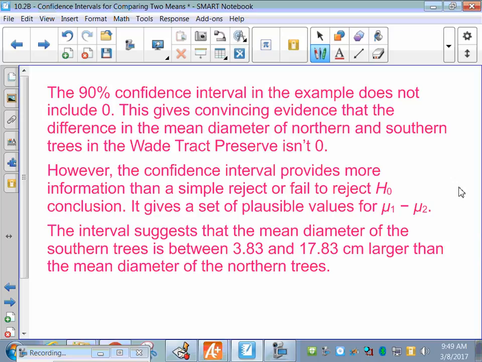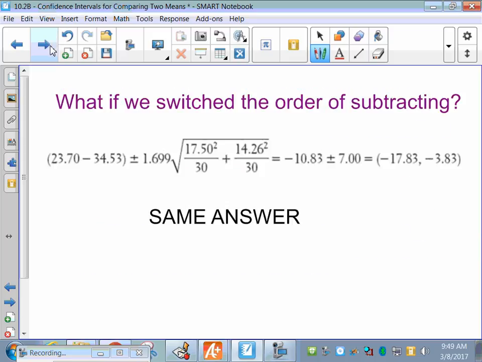They're trying to show you why confidence intervals might be better than significance tests, because you're getting an actual set of answers. So the interval suggests the mean diameter is between those two numbers, and it's that much larger than the mean diameter of the northern trees. If you switch the order of subtracting, so my numbers are backwards here and my standard deviations are switched, you still get the same thing except for negatives. It still means the same thing though, right? Since you switched orders, if you're getting negatives, that still means the northern trees are bigger than the southern trees. So don't worry about switching your order.